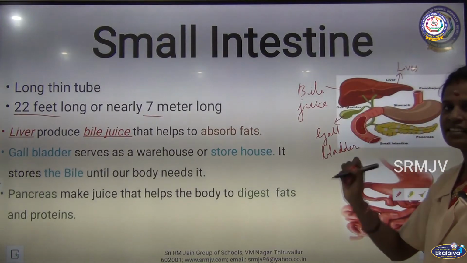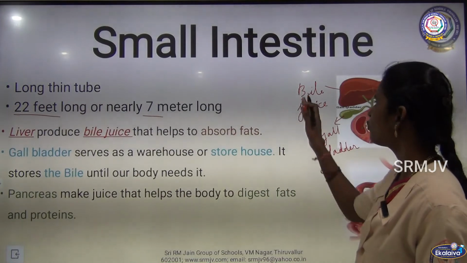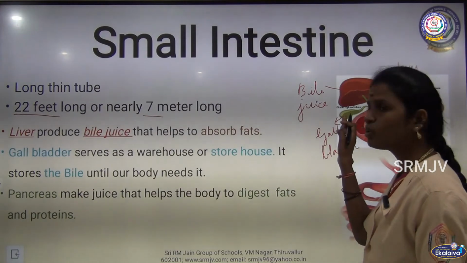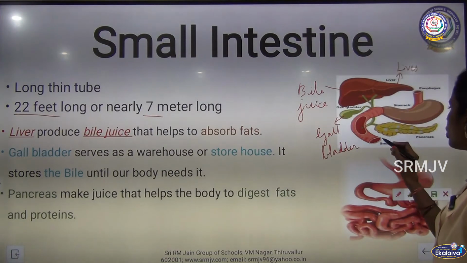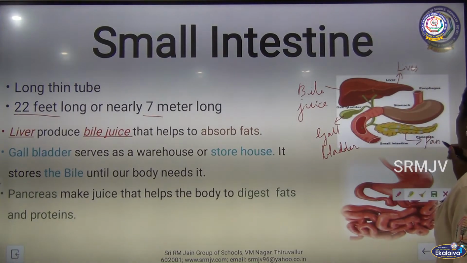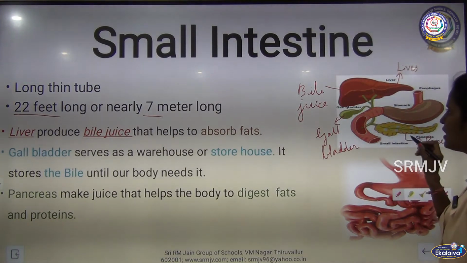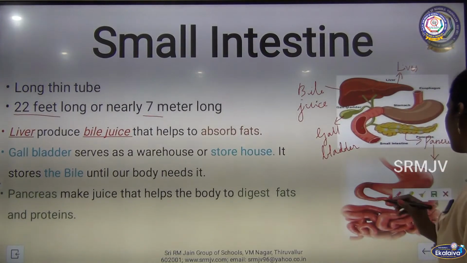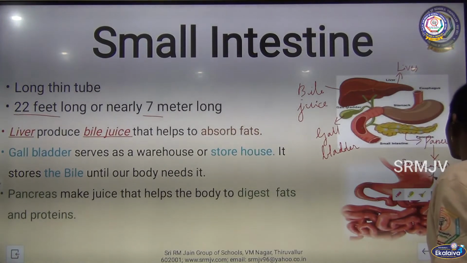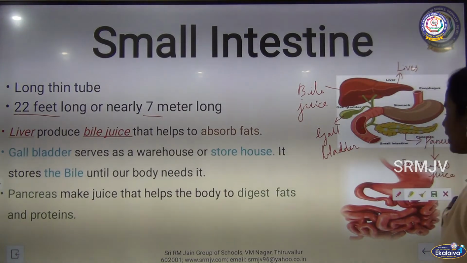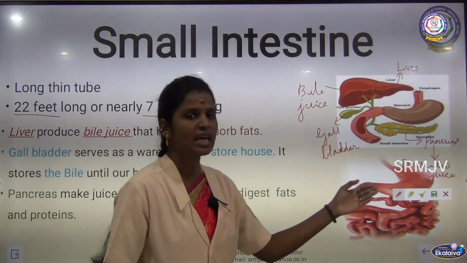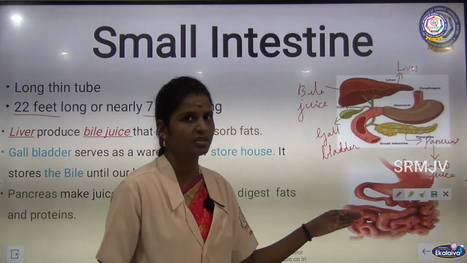And this gallbladder acts as a warehouse or storehouse of this bile juice. So bile juice is secreted from the liver, which will be stored in the gallbladder. And above the small intestine, there is an organ called the pancreas. The pancreas secretes pancreatic juice. So both this bile juice and pancreatic juice help in digestion inside the small intestine.